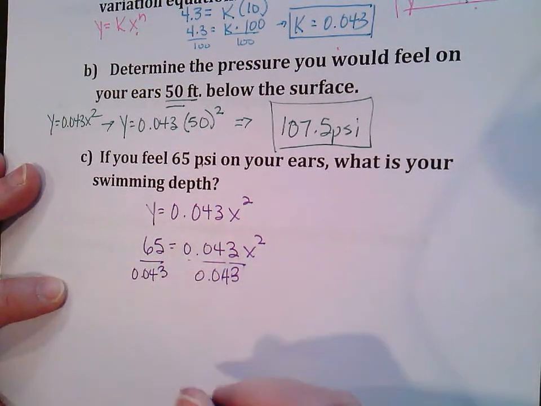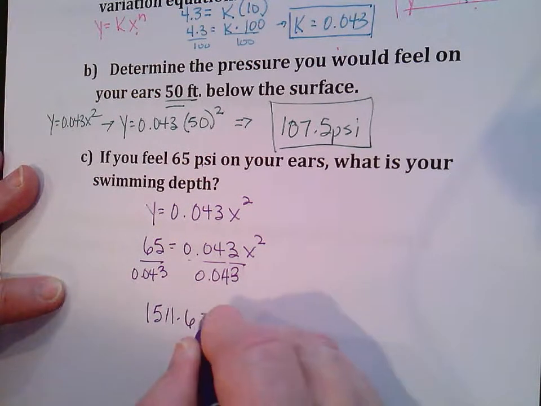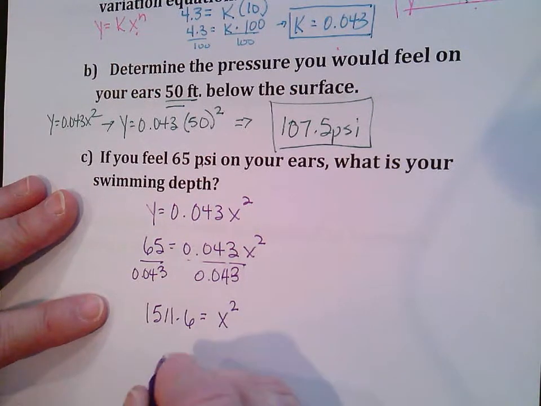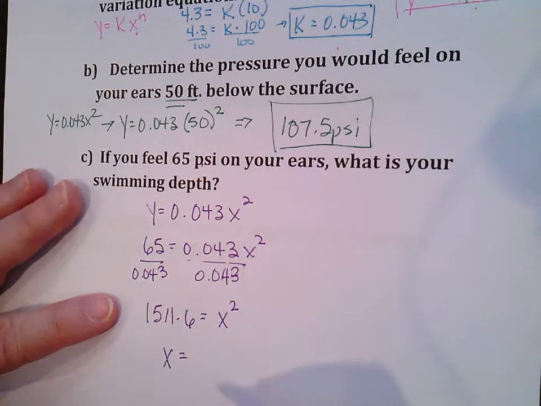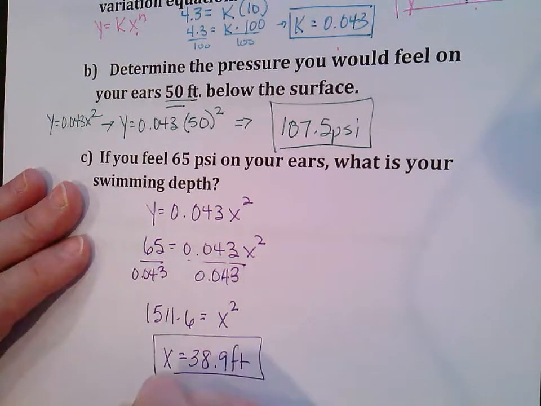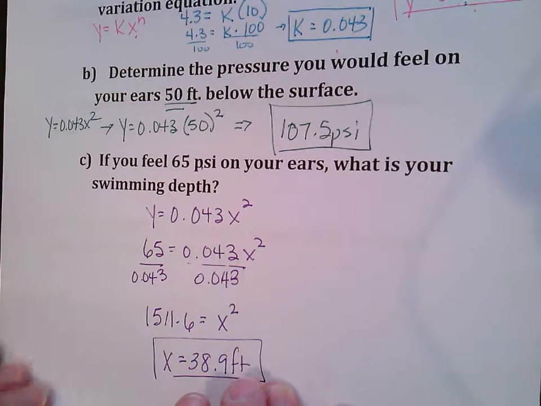And I get 1511.6 equals x squared. To find my x, I'm going to take the square root of both sides. When you take the square root of 1511.6, you get 38.9 feet. That's how far you are below the surface. So what we're doing is finding a model that we can then apply to different situations.